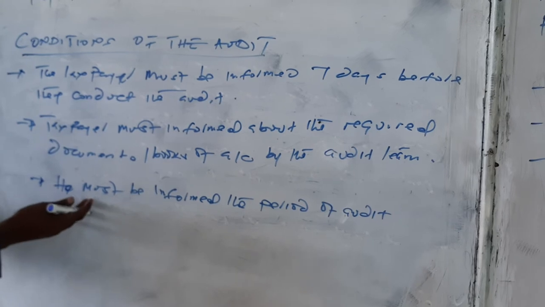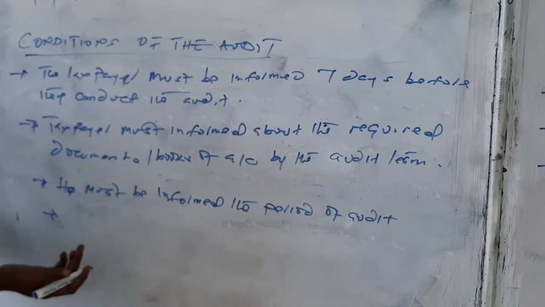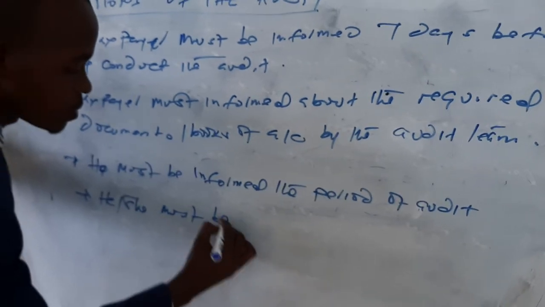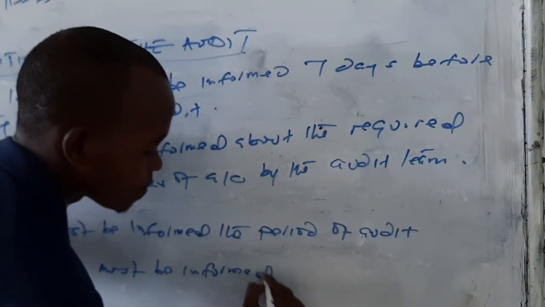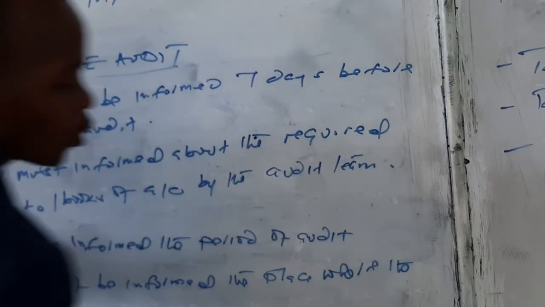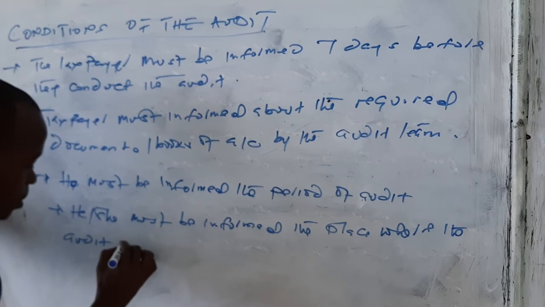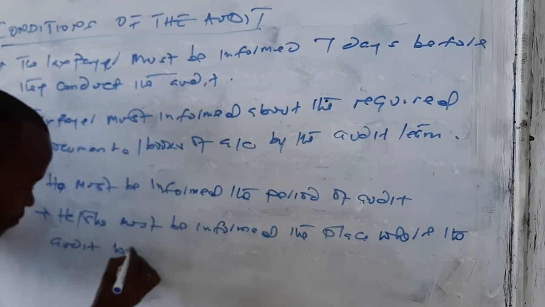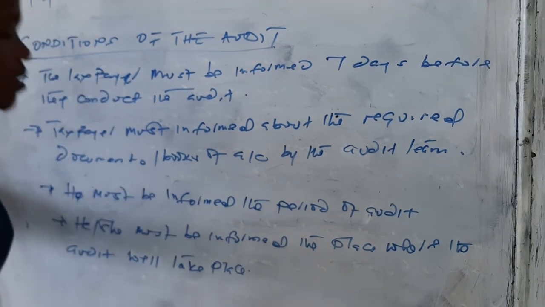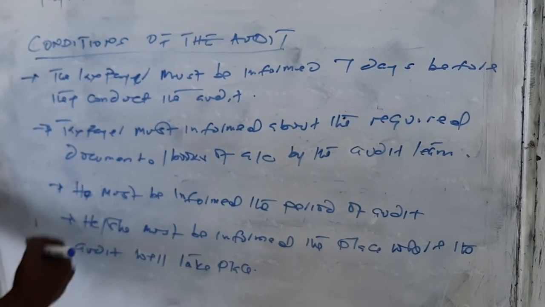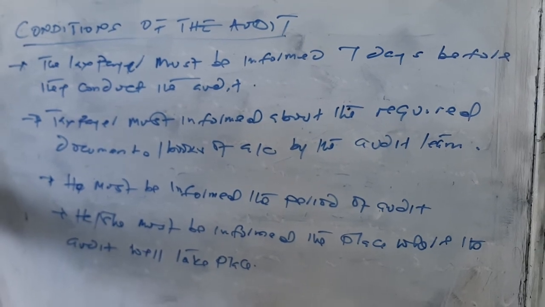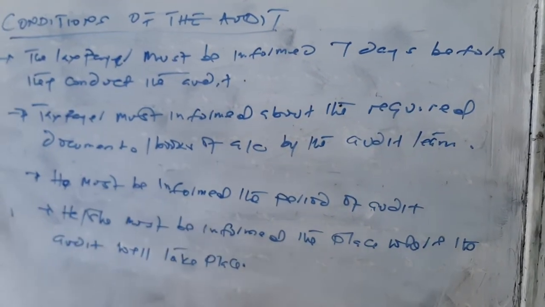And he or she must also be informed the place where the audit will take place, whether it is from the taxpayer's premises or it will go to the tax administrator's premises, or what they call the desk audit. So this takes us to the new item.